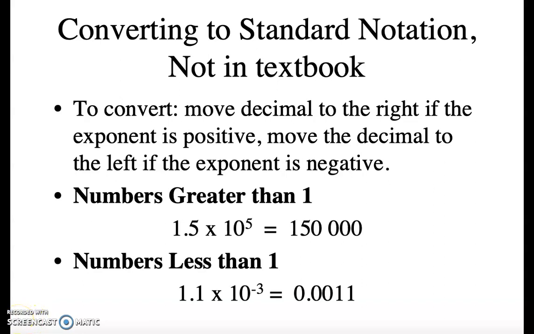And there is another part where we're going to go over multiplying and dividing scientific notations.